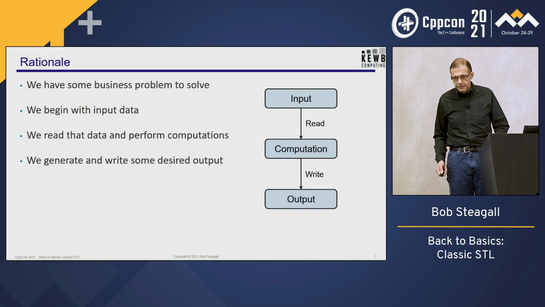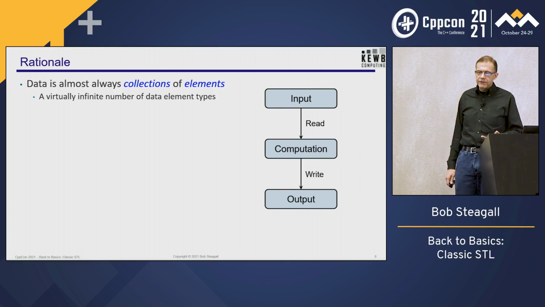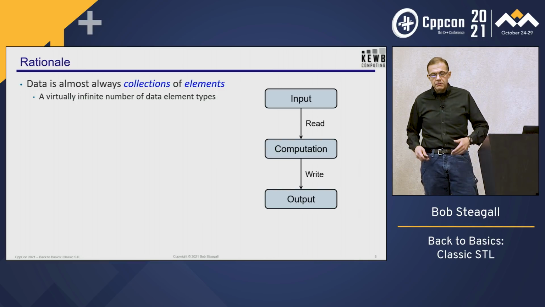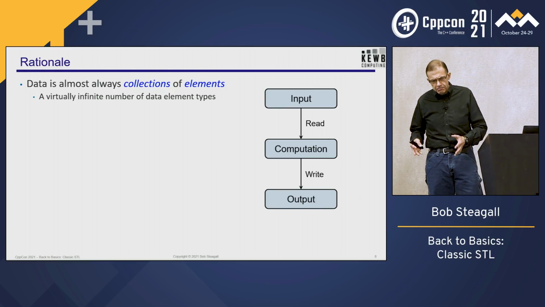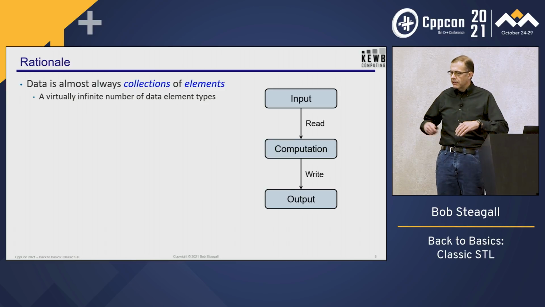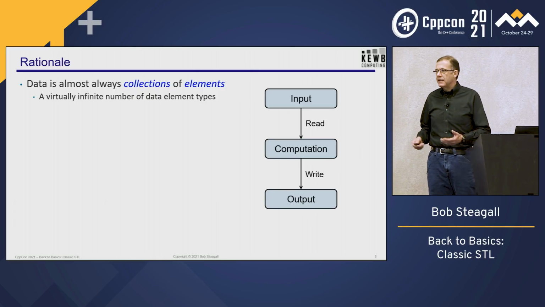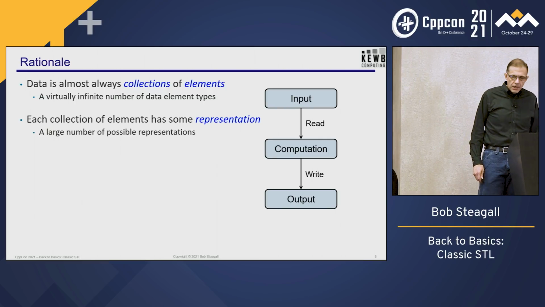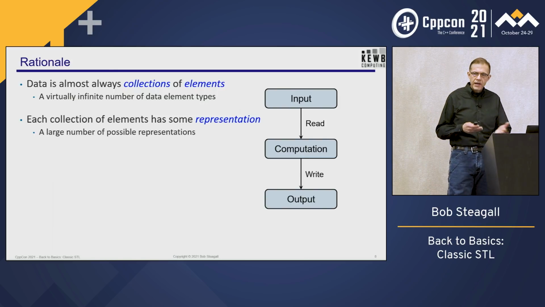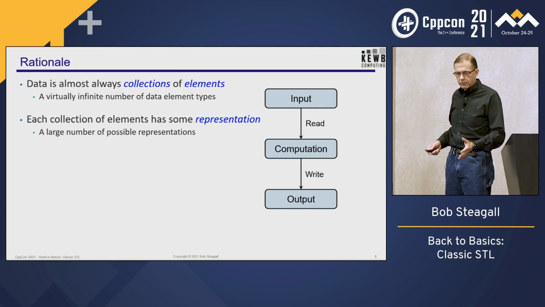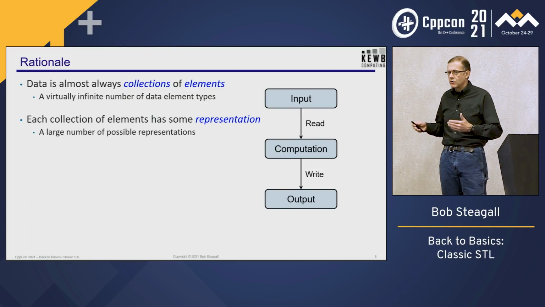Well, to narrow it down just slightly from 200,000 feet to 150,000 feet, data is almost always collections of elements. We normally don't work with data about a single individual or a single thing. We work with data that's collections of tens or hundreds or millions of things. And there's a virtually infinite number of data element types in the universe. Each collection of elements that we want to work with has some representation. And by this I mean data structure, a way of structuring these elements in a way that makes sense for the problem. And there's probably not an infinite number of representations, but there's a very large number of possible data structures and ways that you can represent collections of elements.